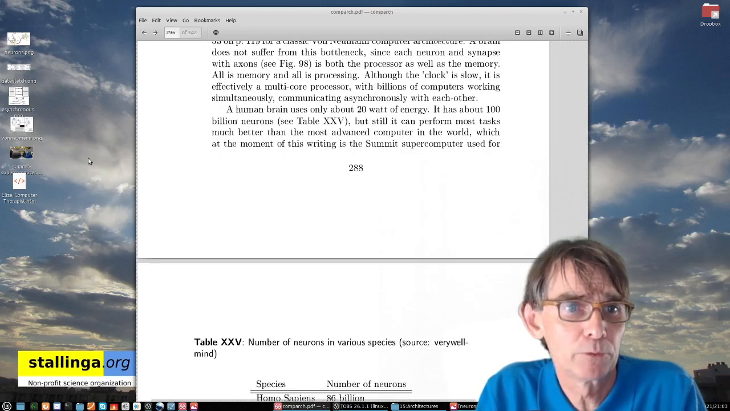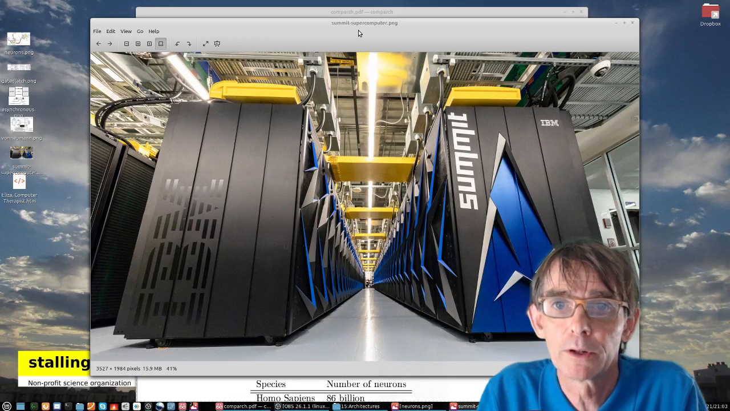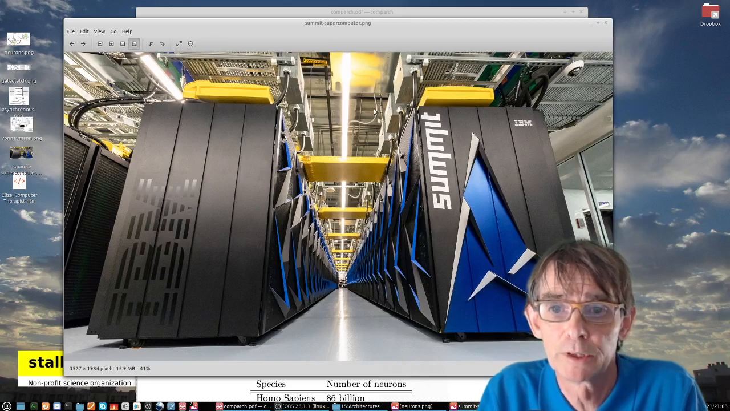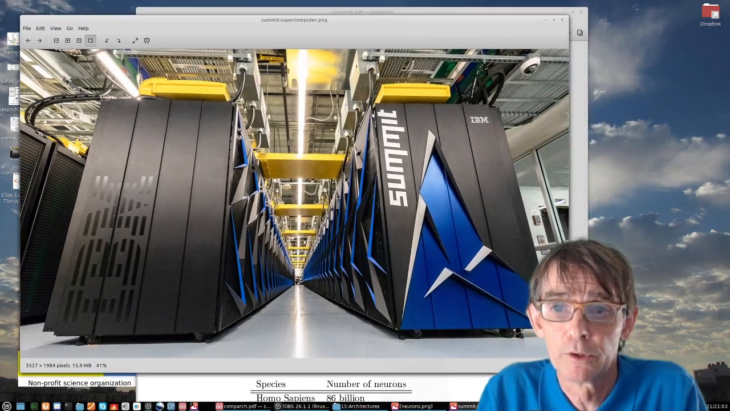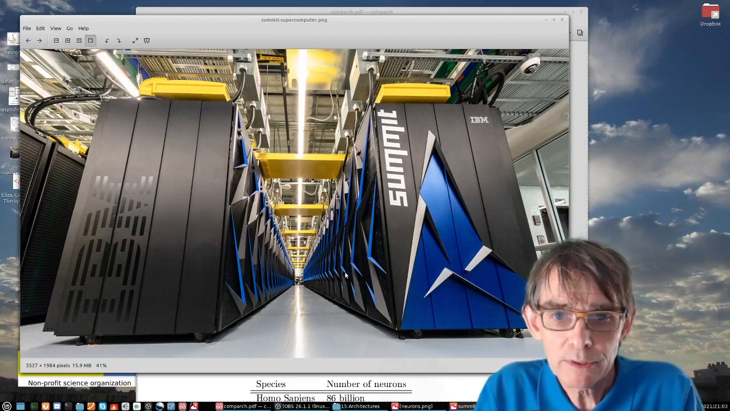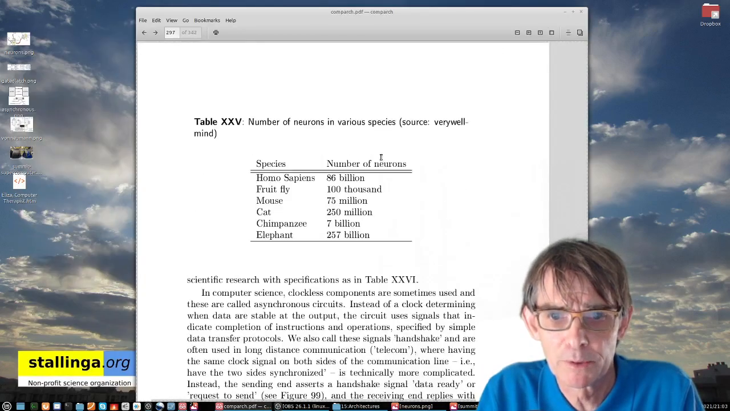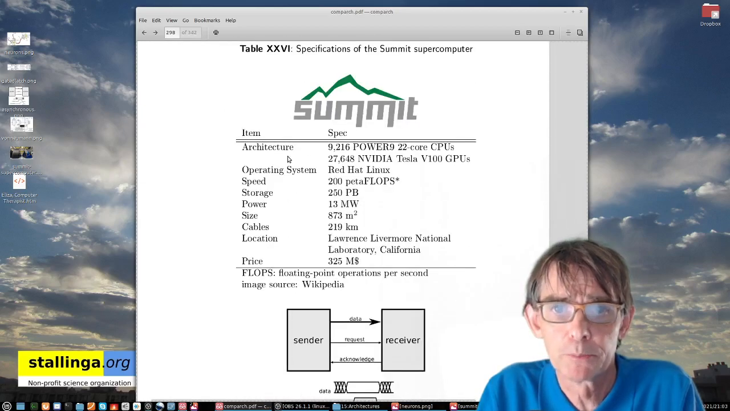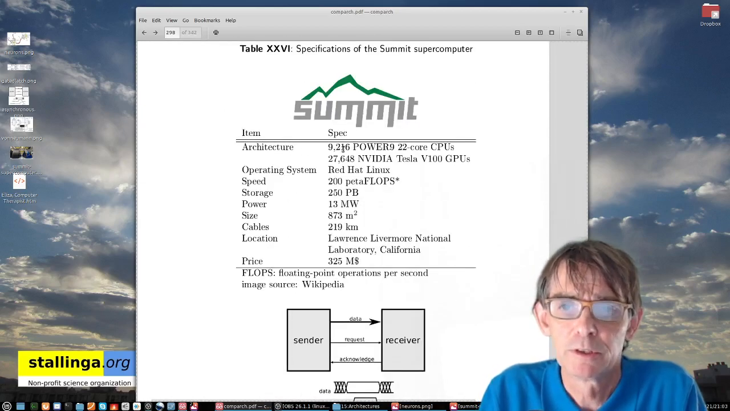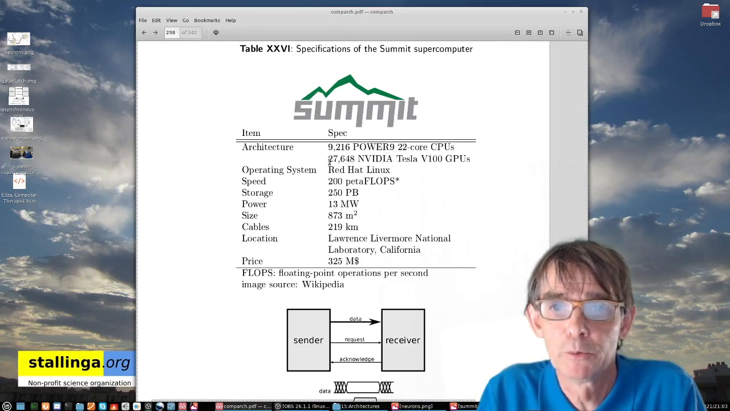To give you an idea, today it is the 3rd of June 2021, and I looked for the most state-of-the-art computer in the world, and that is called the Summit of IBM. And you can see how big it is. Let me see if I can remember all the details of this computer. It has 9,216 Power 9 22-core CPUs, and more than 27,000 NVIDIA Tesla graphic processing units.